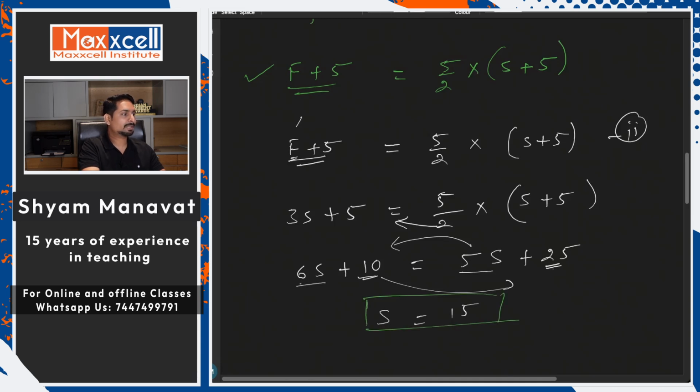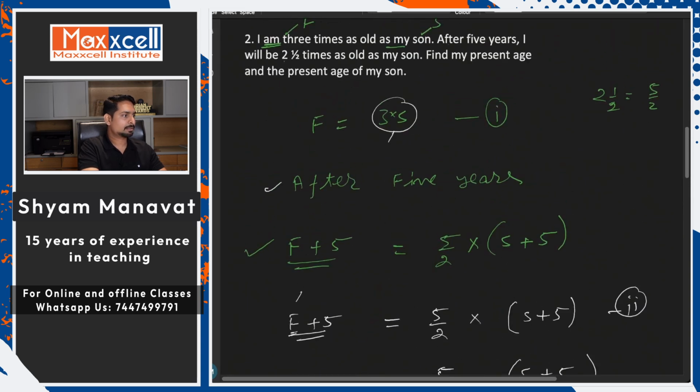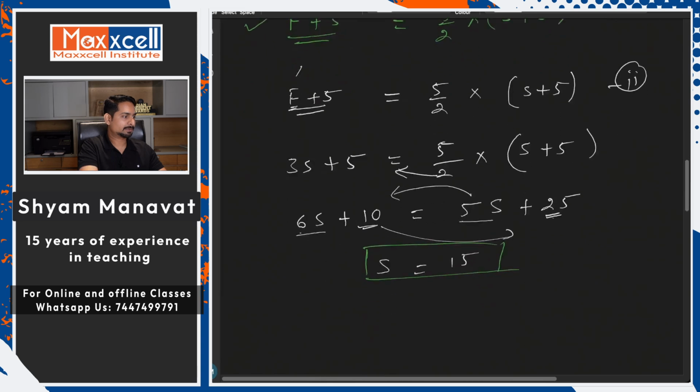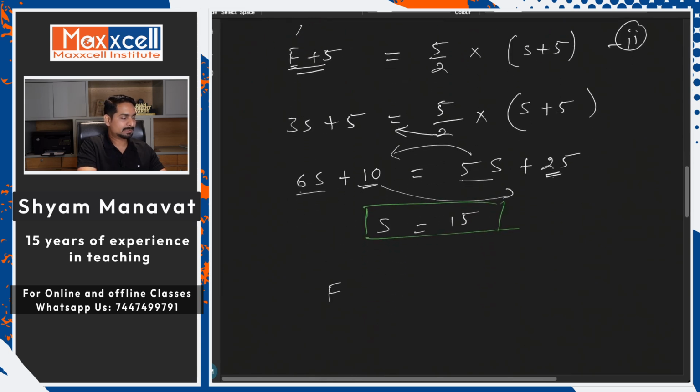Now to find the present age of father, father's present age f equal to 3s, which should be 3 into 15, that should be 45. That is the age of father. Are you okay with this? Yes? Great, you got the answer. S equal to 15, father's age equal to 45.